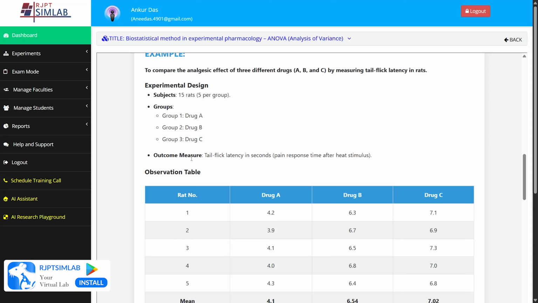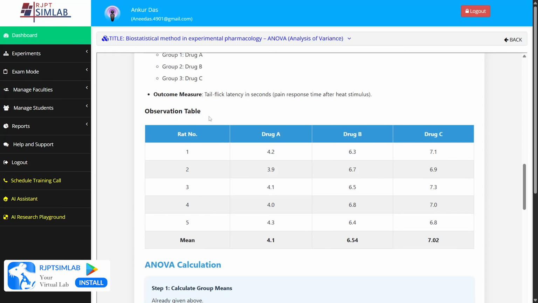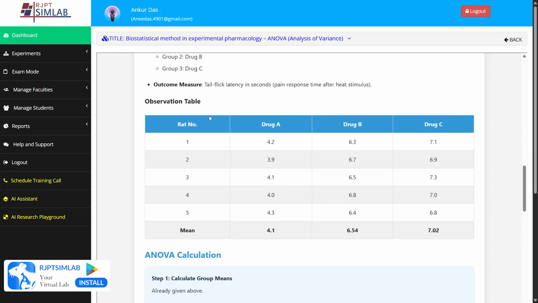How will we measure the outcome? By tail flick latency in seconds, the pain response time after heat stimulus. We will perform the tail flick method, and the tail flick latency, the delay in flicking of the tail, will be measured in seconds. When the tail feels the heat, it will respond to the heat stimulus with pain at a certain time. So now let us see the observation table of the experiment.